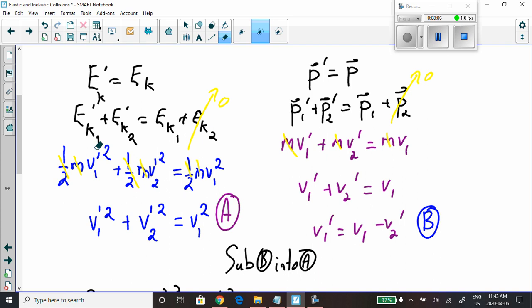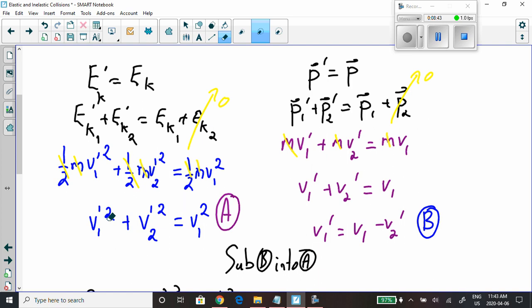Now we're going to write out the expression for kinetic energies. We know that kinetic energy is half the mass times the speed of the object squared. So I've replaced each one with the appropriate kinetic energy. There you have it, right? Half the mass times the velocity of the first object after the collision squared, v1 prime, prime meaning after the collision, plus half the mass times v2 prime squared, the velocity of the second object after the collision squared, equals half the mass times v1 squared, the velocity of the first object, no prime, which means before the collision, squared.